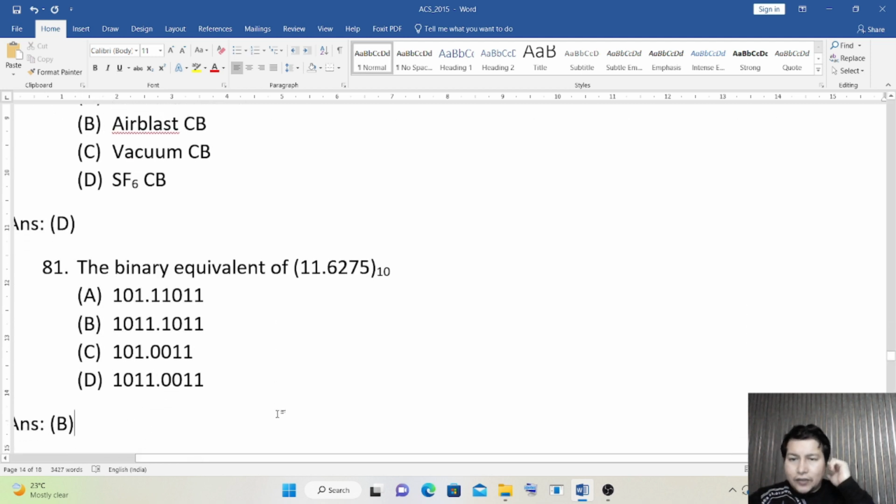The binary equivalent of 11.6275 (decimal). Here we have to do a decimal to binary conversion, then B will be the correct answer.